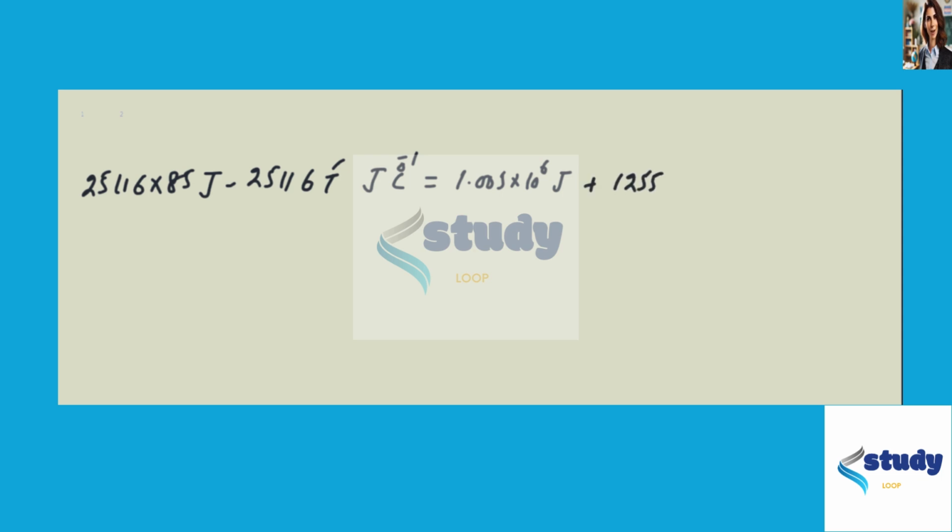Now this gives us 25,116 times 85 joule minus 25,116 into T prime joule per degree Celsius, equal to 1.005 times 10 to the power 6 joule, plus 12558 T prime joule per degree Celsius.